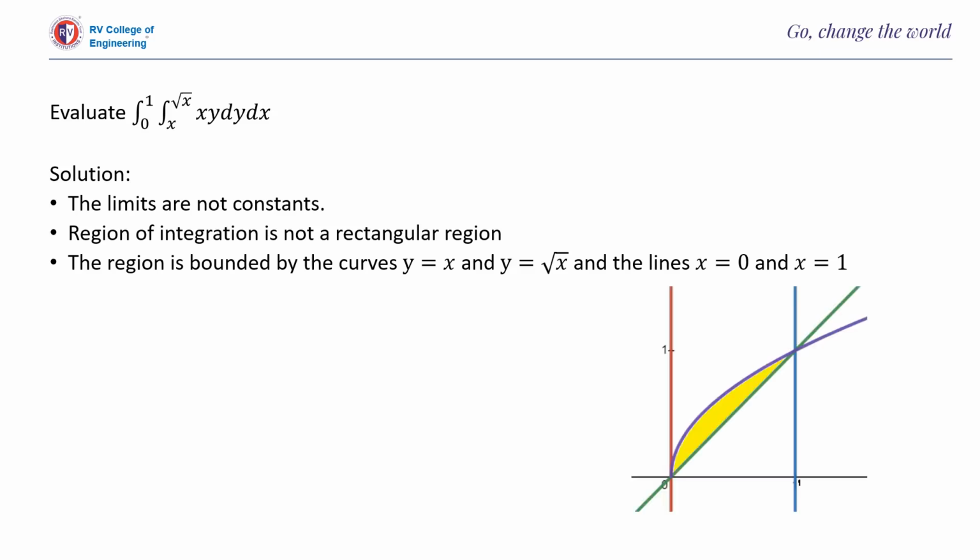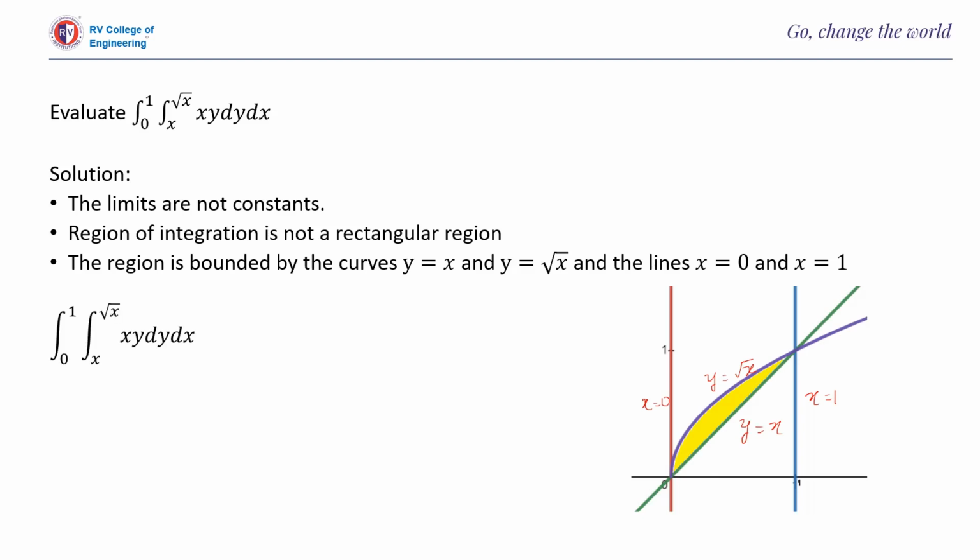So the region of integration is as shown in the figure. So here y varies from x to root x, that is y equal to x is a straight line passing through the origin. This is the line y equal to x, and this is the curve y equal to root x, which is a parabola, and x equal to 0 is the y axis, x equal to 1 is the line parallel to y axis.